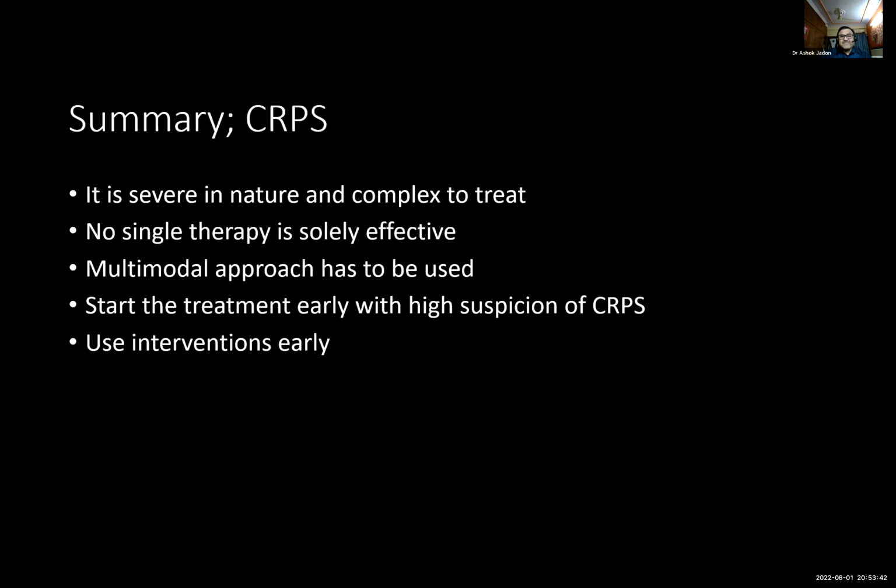No single therapy is solely effective. A multimodal approach, as all three predecessors have used for the older patient and for the younger patient. So we have to approach it with a multimodal approach.